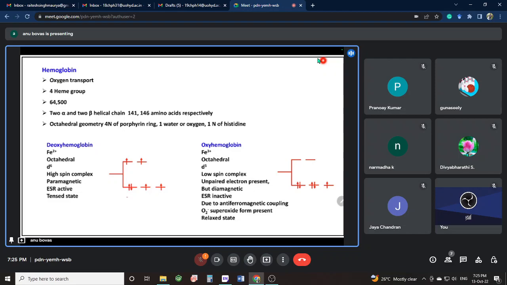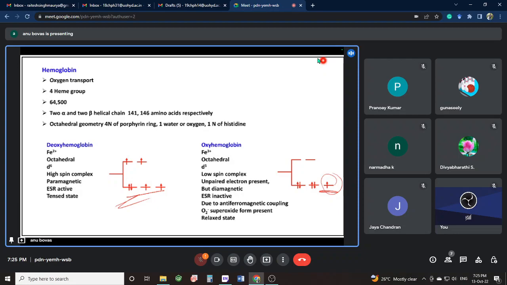We can find unpaired electrons. In this case also, there is one unpaired electron present, but still it will be diamagnetic. This is paramagnetic. So why is this diamagnetic? Both oxymyoglobin and oxyhemoglobin are diamagnetic, and deoxyhemoglobin and deoxymyoglobin are paramagnetic. So why is this, even though one unpaired electron is present, diamagnetic and ESR inactive?